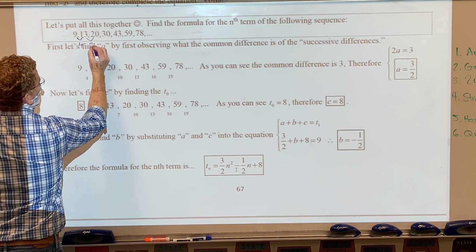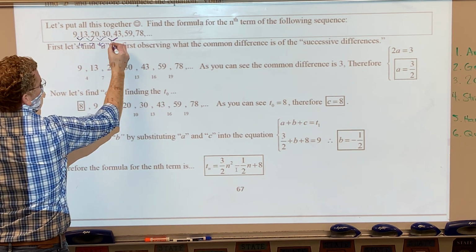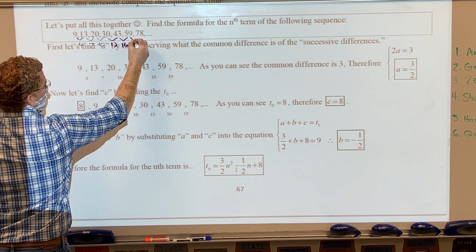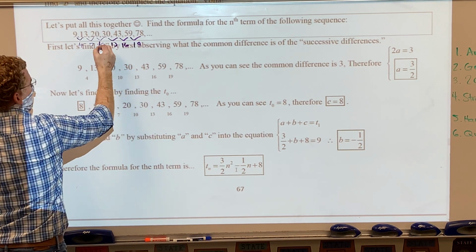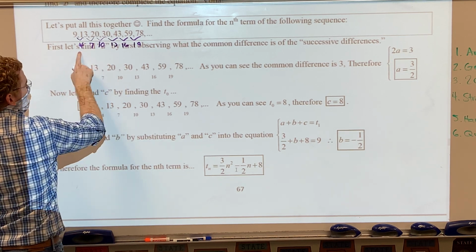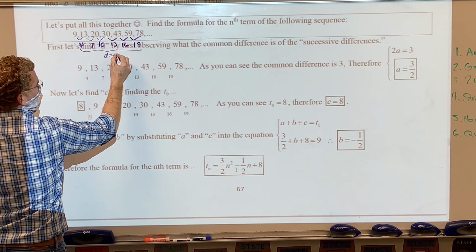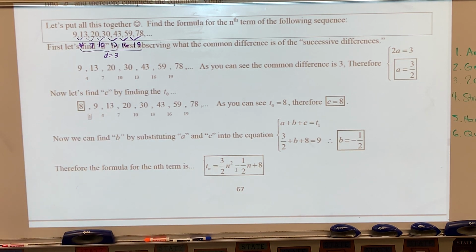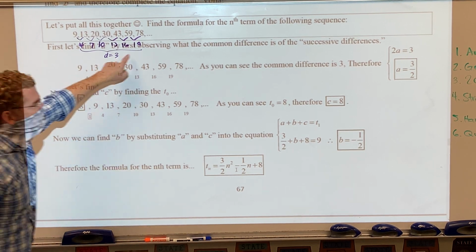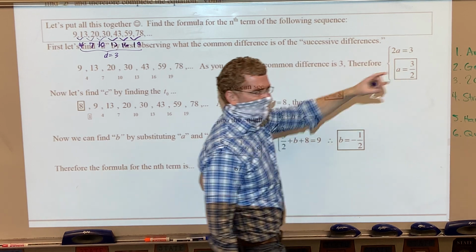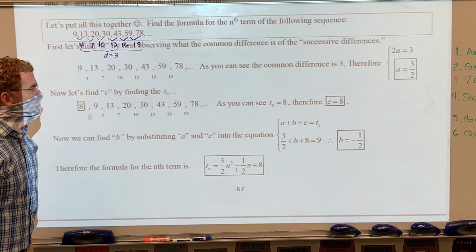4, 7, 10, 13, 16, 19. And sure enough, I look at this, and I see plus 3, plus 3, plus 3, plus 3, plus 3. So my common difference of the differences is 3. So how do I quickly find A? What's my trick for quickly finding A? 2A equals that. So 2A equals 3, A is 3 halves. I've got my A value.